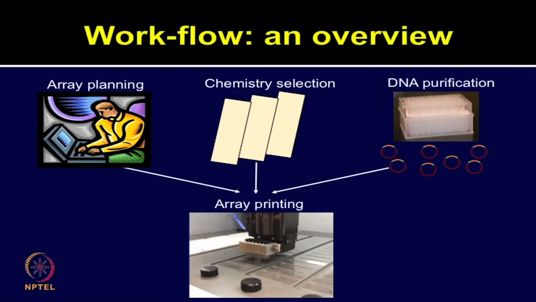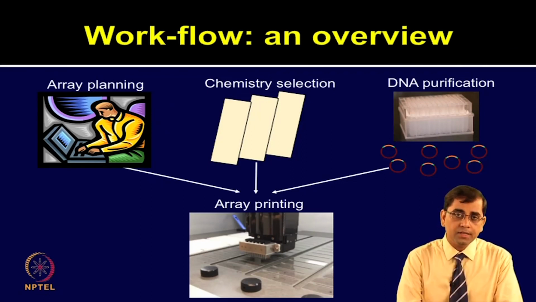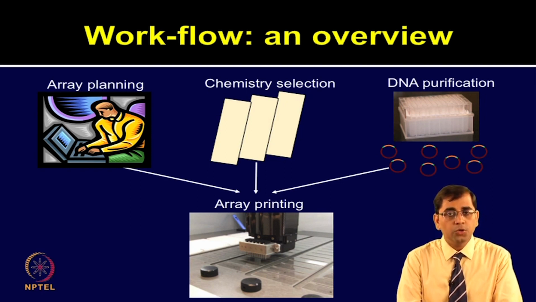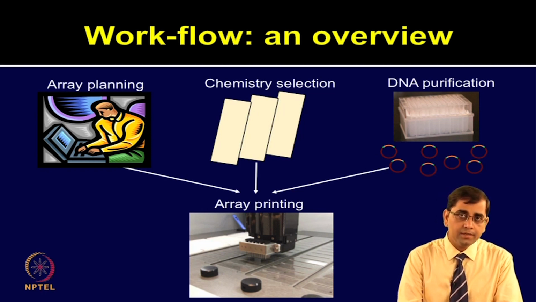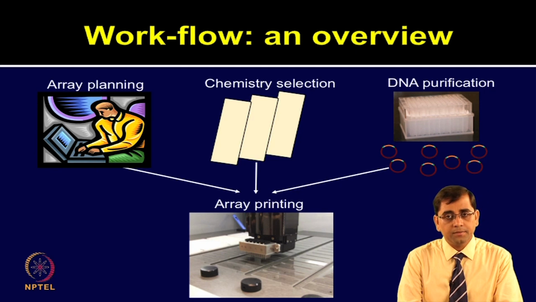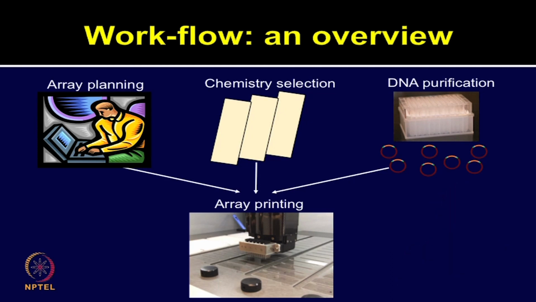So, to overview the experimental planning, one must design the arrays and establish the features to be printed on the array surface. One must design these experiments thoughtfully: establish the features which are going to be printed on these arrays, what type of chemistry needs to be selected, how to purify the DNA, and once you have the slide functionally ready along with the DNA in the printing mix, then all you need to do is print those on a large number of slides for various applications.